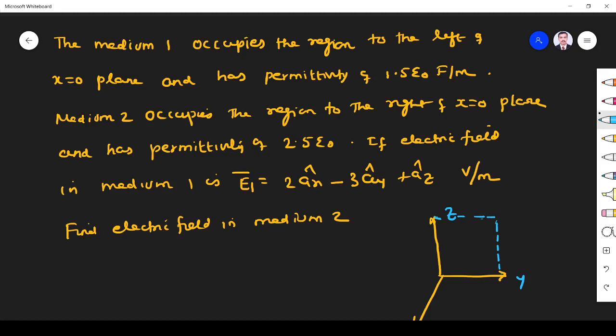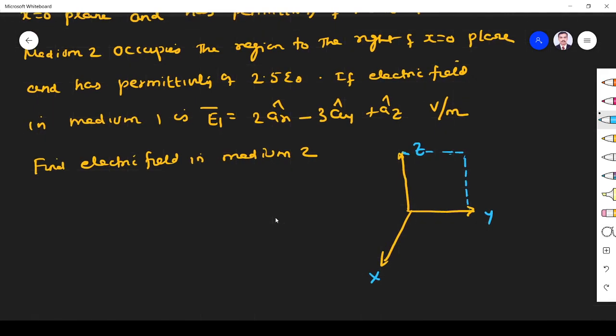Here the problem given is: medium 1 occupies the region to the left of the x = 0 plane and has a permittivity of 1.5 epsilon naught farad per meter. Medium 2 occupies the region to the right of the x = 0 plane and has a permittivity of 2.5 epsilon naught. The electric field in medium 1 is given by 2ax minus 3ay plus az. Find the electric field in medium 2.